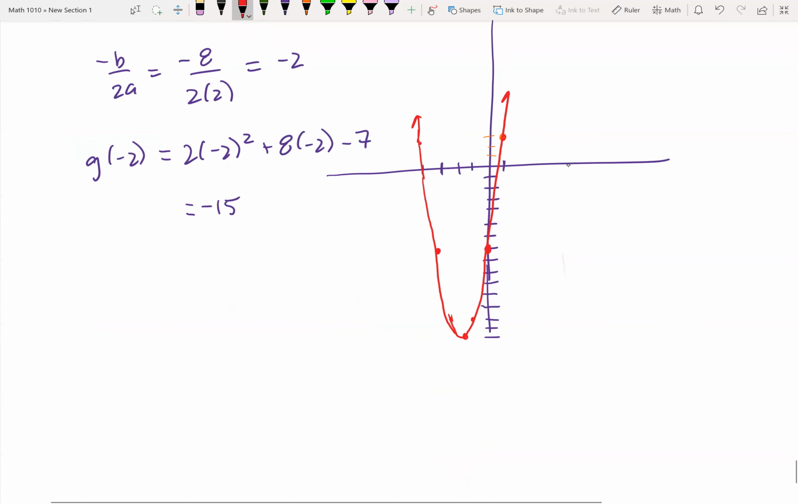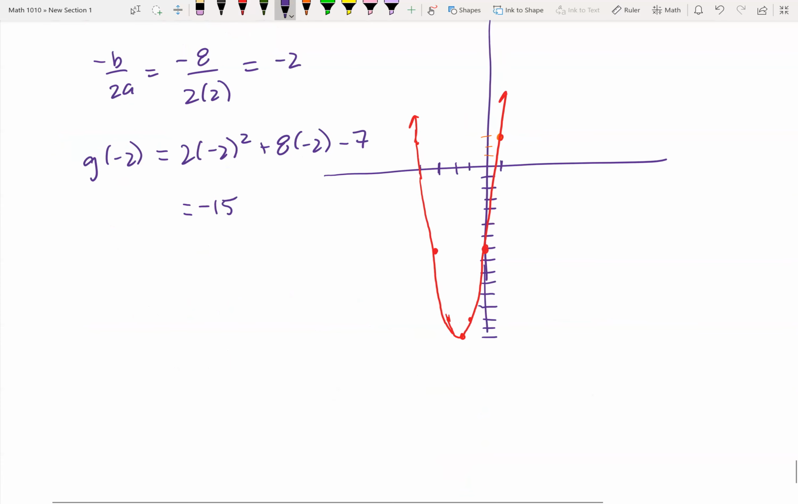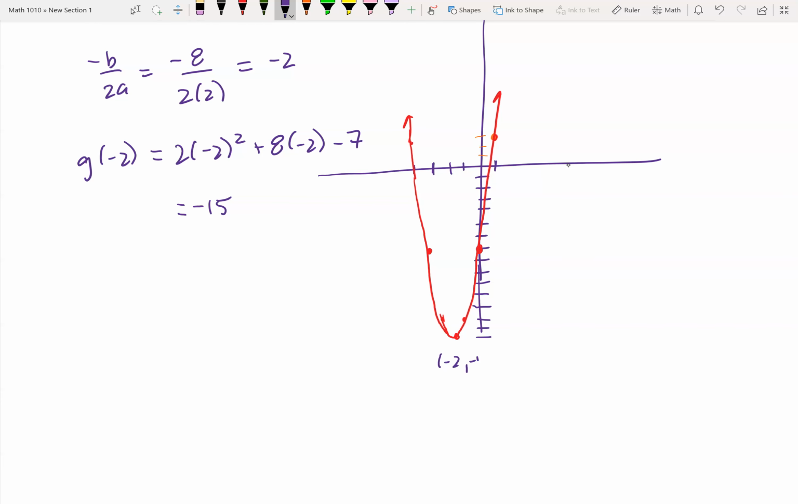Now clearly label these things, okay? So if it says to label, make sure you do. So this is -2, -15. This guy is, I'm just going to do this one because that was 2 higher. So I'm going to do -1, -13. And this one is -3, -13.